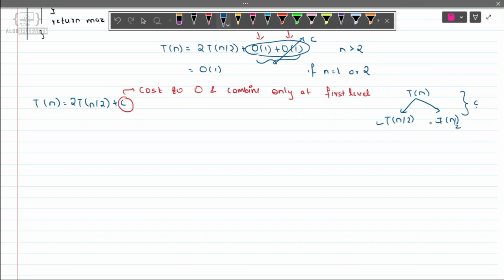So here is a task for you: find the time complexity using the master theorem. But I will show you using the substitution method, because I have to show you some cost.